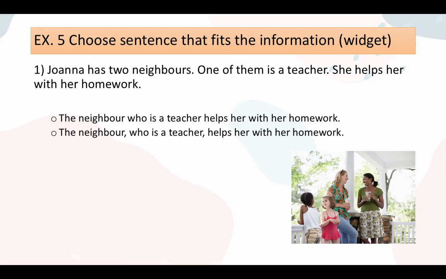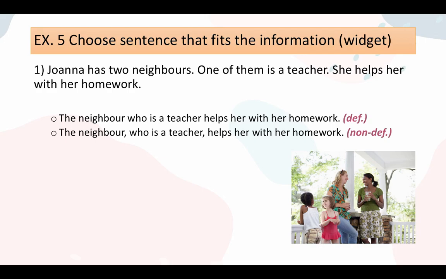Situation 1. Joanna has 2 neighbors. One of them is a teacher. She helps her with her homework. The first possible answer is actually a defining relative clause, because the relative clause is not between commas. And the second answer is a non-defining relative clause because it is between commas and you can leave it out if you want to.